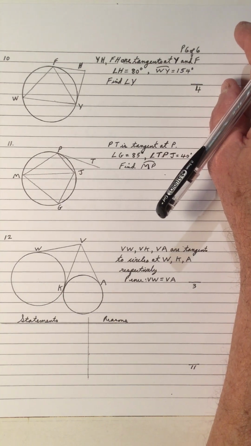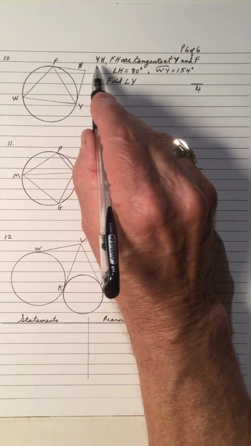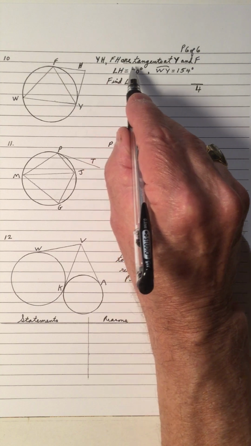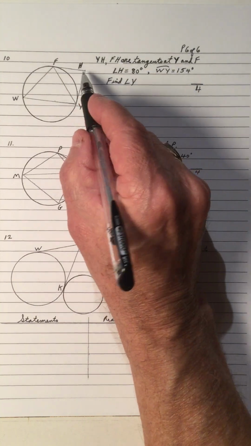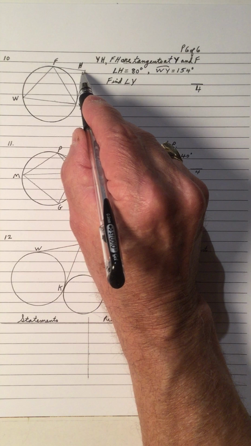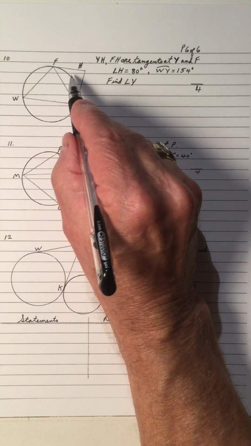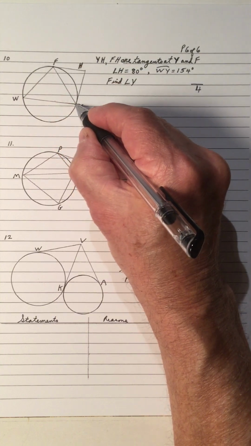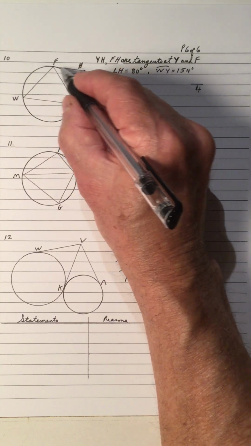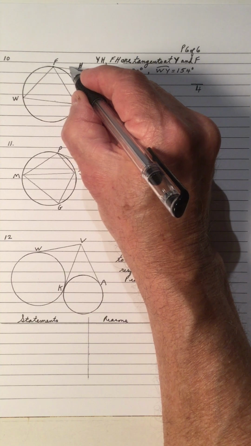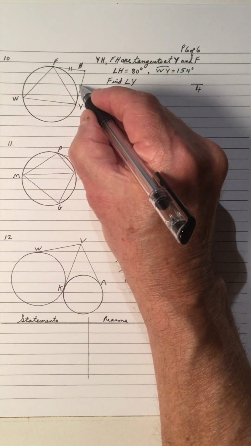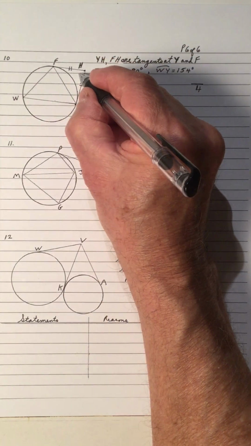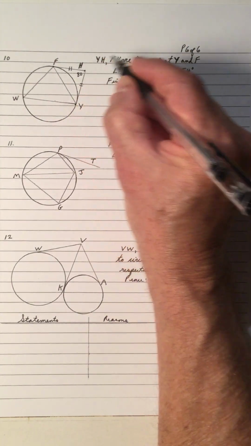Number 10, we have YH and FH are tangents at Y and F. So these are the points of tangency. So these are 2 tangents from this point. So that means HF equals HY. That angle H is 80.